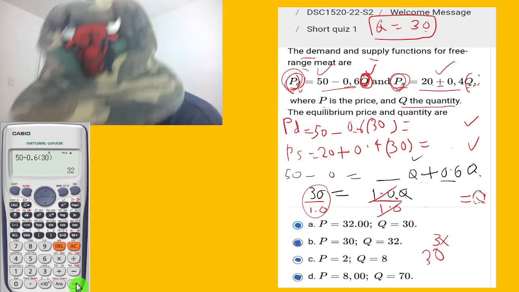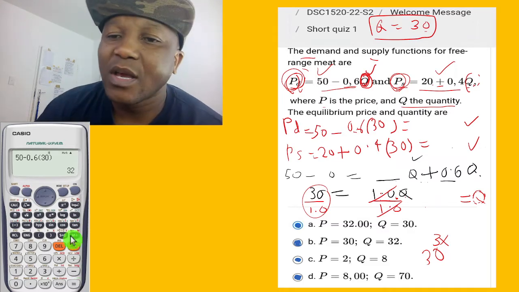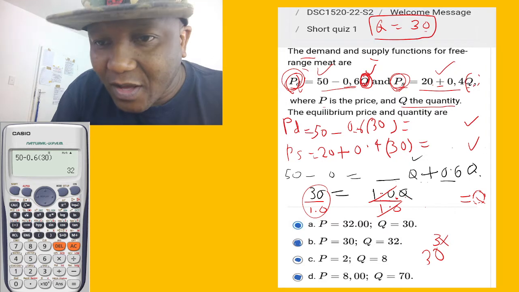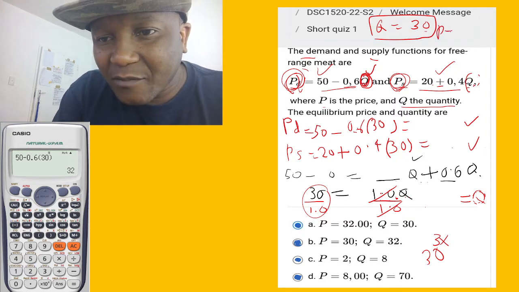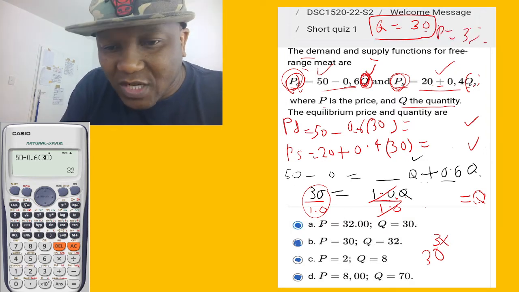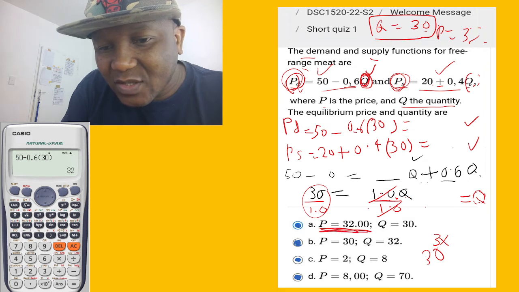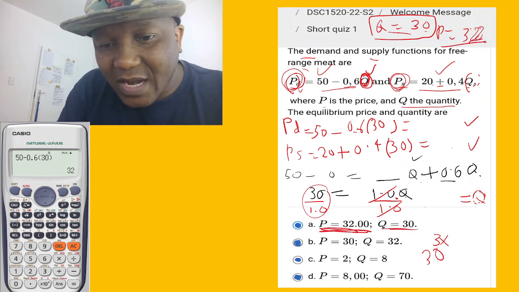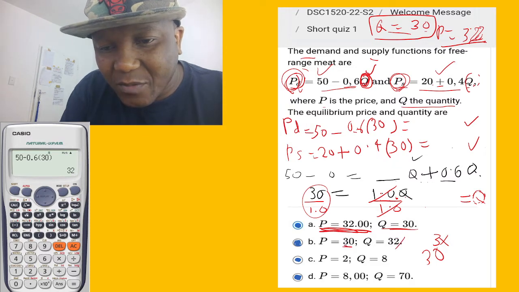So the value of P is 32. So P equals 32. For that, we say Q equals 30 and P equals 32. So which option here? P equal to 32, yes, and Q equal to 30. This one is not true. It's the flip, it's not true. So option 1 is the answer.